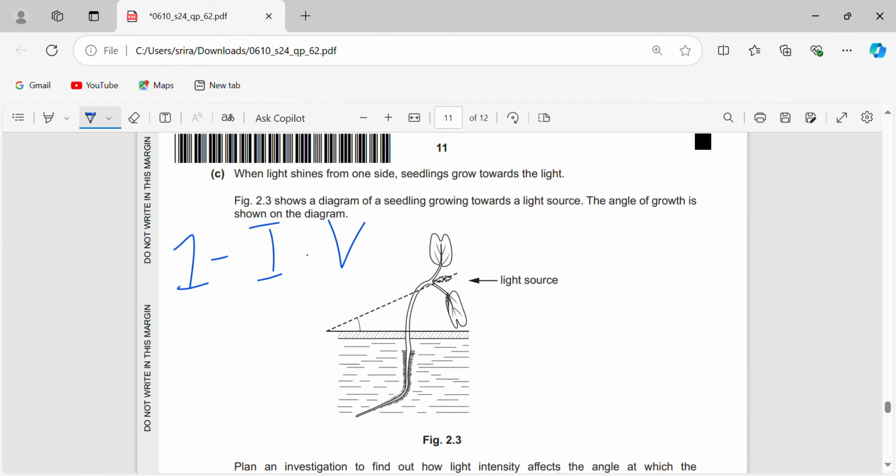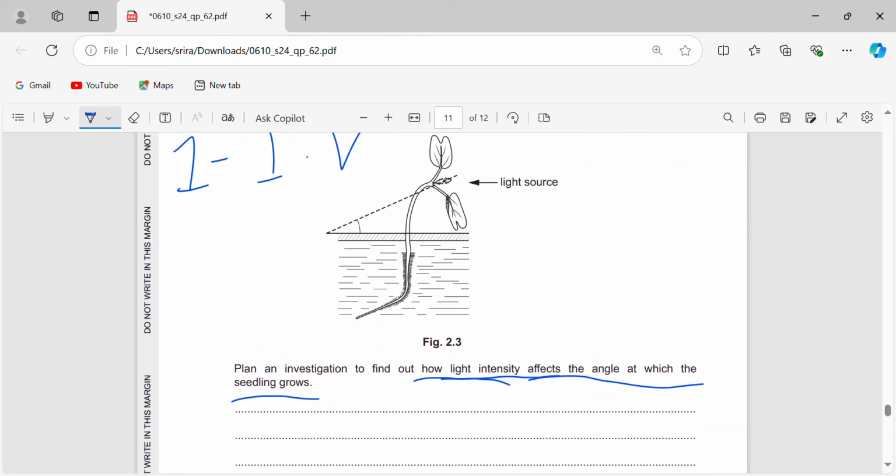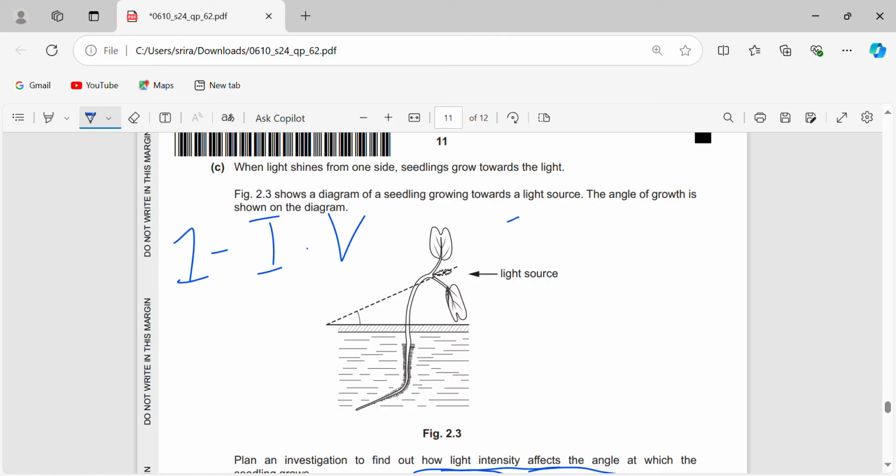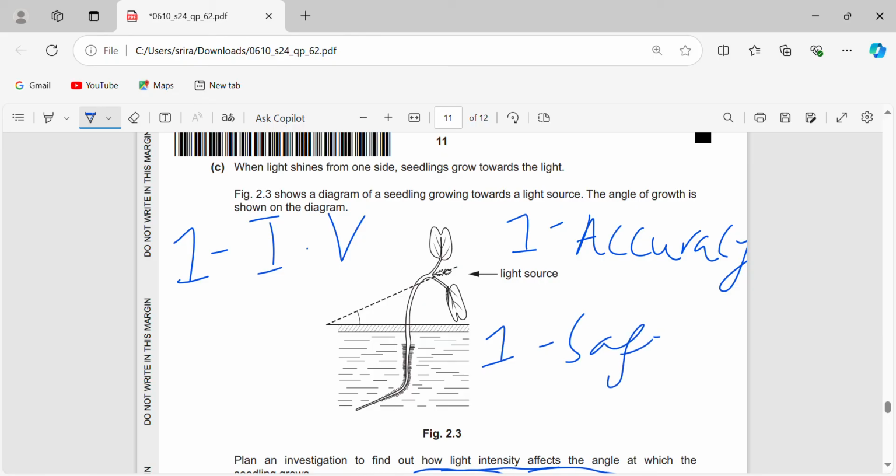Okay. And then another 5 marks are left. So 1 mark is for the accuracy. 1 mark for accuracy. So that's like a point mentioning something like repeat the experiment and take averages. 1 mark for safety. That leaves 3 marks for us left to score.